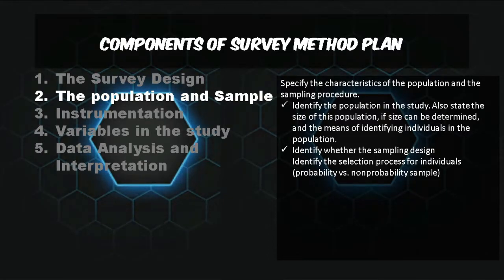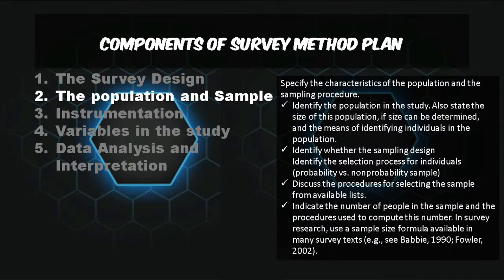Under the probability design, most probably you will be selecting from one of the probability designs, especially if the research is a quantitative survey. Non-probability sample designs are really for qualitative designs. Discuss the procedures for selecting the sample from the available lists. Indicate the number of people in the sample and the procedures used to compute this number. For survey researches, use a sample formula available in many survey texts. Creswell has provided some examples here.